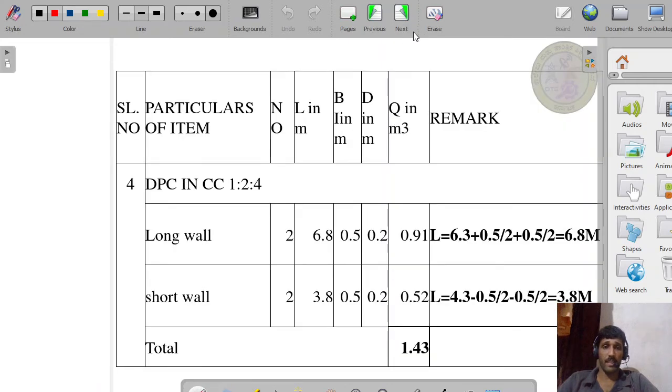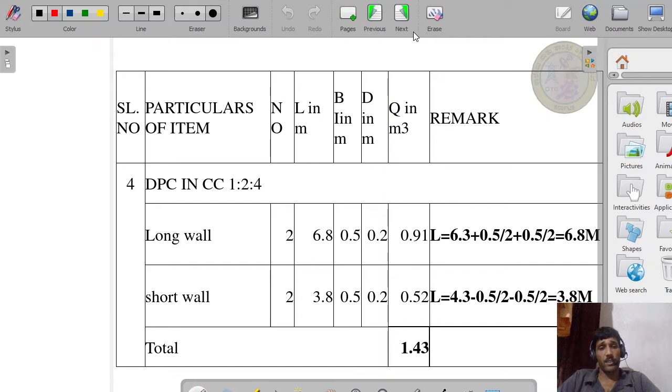Next, see here, damp-proof course. First item is damp-proof course. In this case the serial number is mentioned because 3 items are already covered in the previous sessions, as a continuation of the previous sessions. For that reason, it is serial number 4. Say damp-proof course in CC 1:2:4.